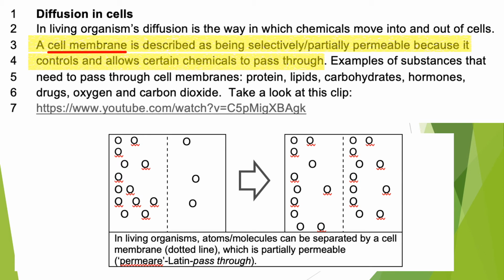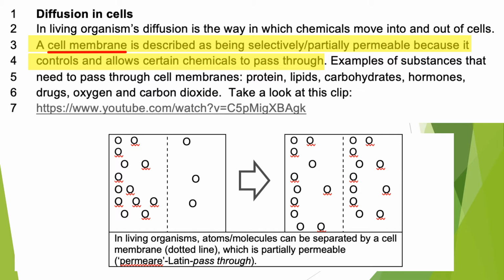So let's just read the sentence right here. A cell membrane is described as being selectively or partially permeable because it controls and allows certain chemicals to pass through. So let's start off with the word permeable. If something is permeable, that means that things can pass through it. You think of a piece of paper with a bunch of holes in it, right? Things can pass through it.